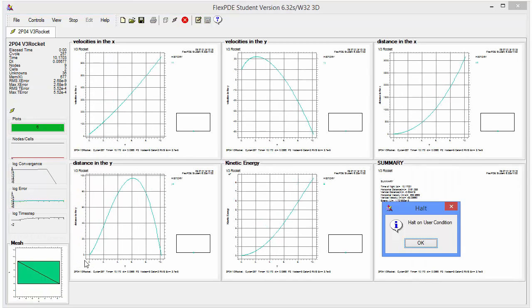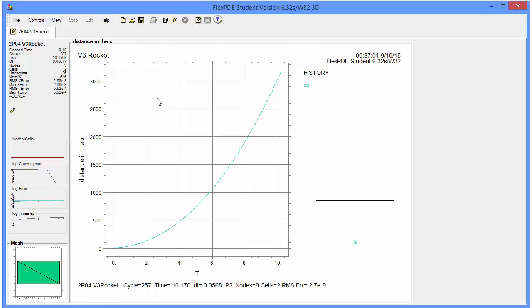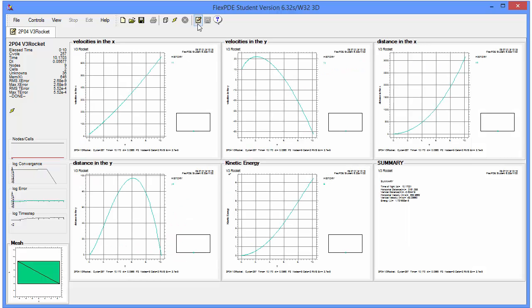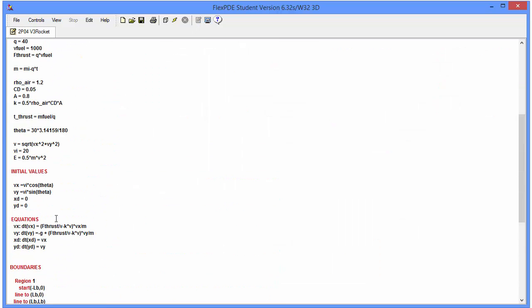So there's the rocket. It goes up and then back down, and always moving forward in the x direction. It got to the user condition at the end where we had a negative height. You can see that the distance this traveled for our V3 rocket here is a little over 3 kilometers. And now one of the great benefits of putting it into a program like this is that you can say, well, how important were all of these parameters?